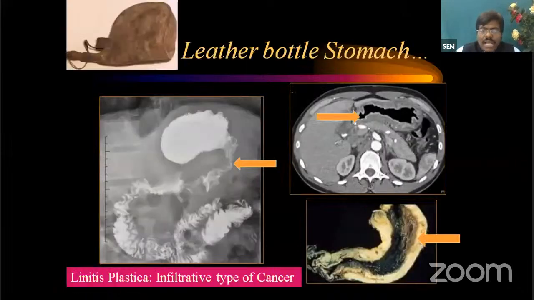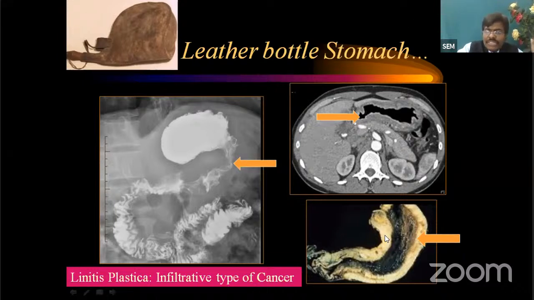What other findings will you have? Another classical thing, I told you already, is leather bottle stomach. What is a leather bottle? This one, what the people in the desert riding camels use to carry water, in this leather bottle. What is the classical feature of a leather bottle? It has no distensibility. It is so contracted, small, compact. It is like a compact box.